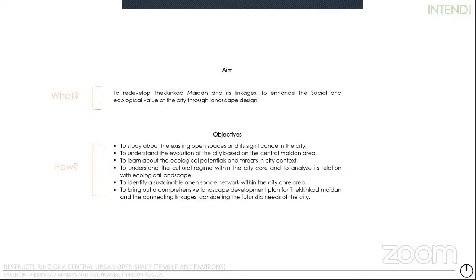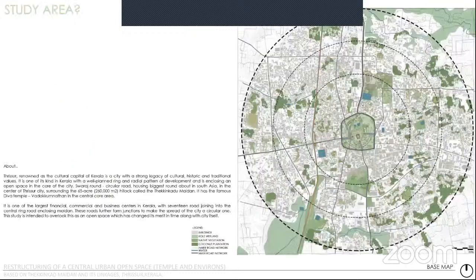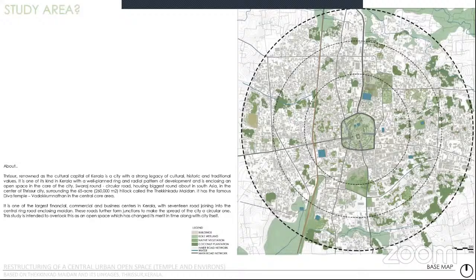That is planned to be achieved by studying existing open areas and their evolution, analyzing the ecological potential, and understanding the cultural regime to develop a sustainable open space network and a comprehensive landscape development plan for the central core. I have chosen 1.5 kilometers around the Thekkinkad Maidan for study, which includes the central hillock as well as the edges of the wetland area, giving high ecological and cultural potential to the city. Also, the availability and proximity of major open spaces were considered while choosing the study area.